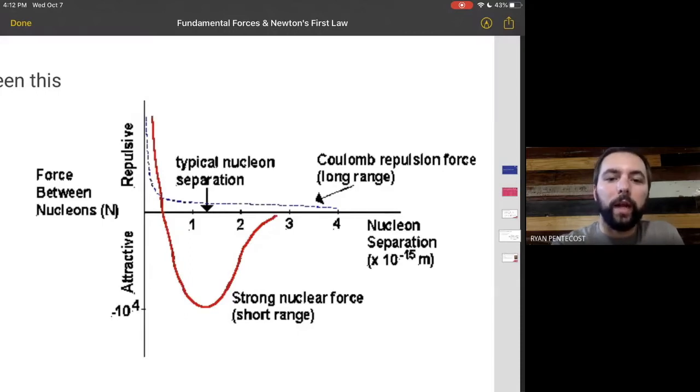So we have this red line, which is the strong nuclear force, which is shown as short range, and then the Coulomb repulsion force. This is just the fact that positives will repel each other, negatives will repel each other, right? So that dotted blue line, you can see as it gets closer and closer together, they will start getting more repulsive right through here.